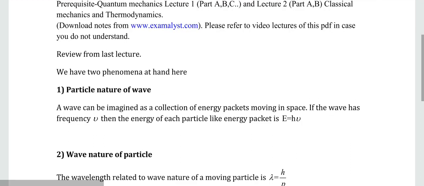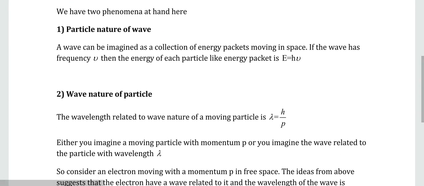From the last lecture we understood that we have two phenomena at hand. One is particle nature of wave. What do we mean by particle nature of wave? It says that every wave has some kind of particle linked with it. For example, the particle linked with the electromagnetic wave is the photon. We saw that in the experiment.